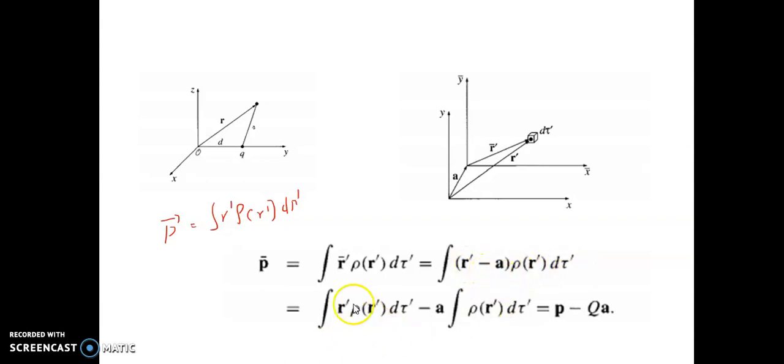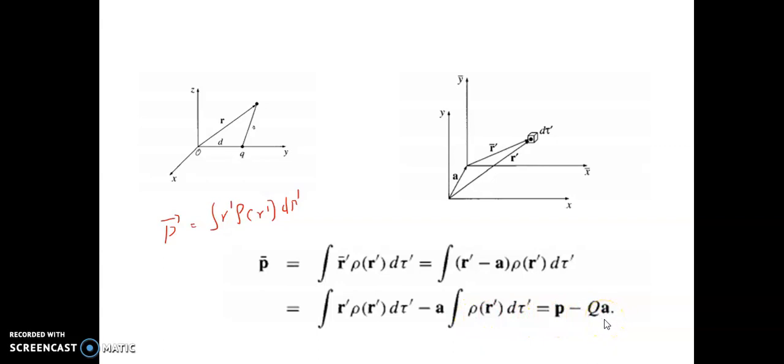But then we can write it as two integrals. Integral r prime rho of r prime d tau prime minus integral a into rho of r prime d tau prime. But a is a constant, so it can be taken out of the integral. So a into integral rho of r prime d tau prime is what we can write. So this first one is p itself. So p bar, which is the dipole moment in the new coordinate system, is p minus a into integral of this. Integral rho d tau, or rho of r prime d tau prime, we know is nothing but the total charge q. So p minus qa.